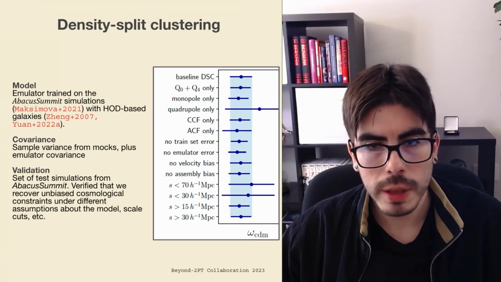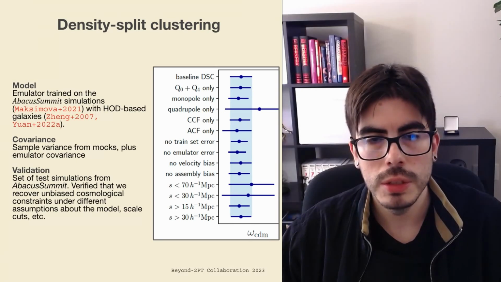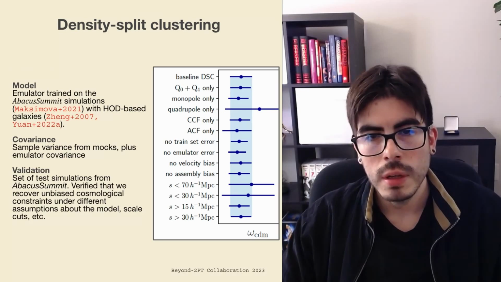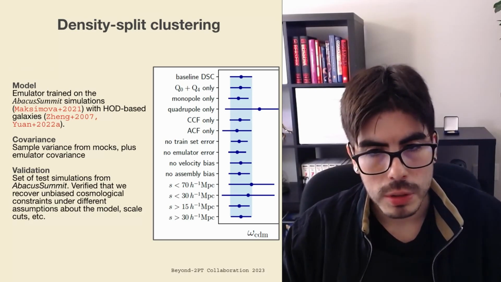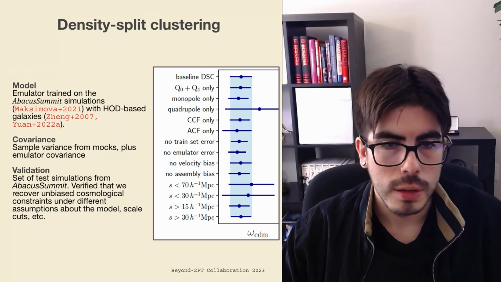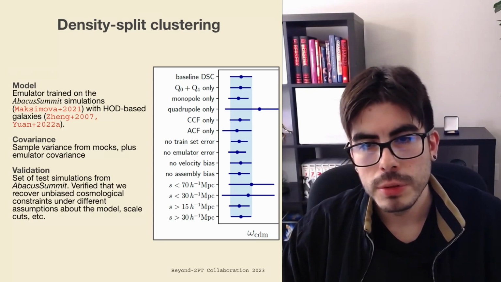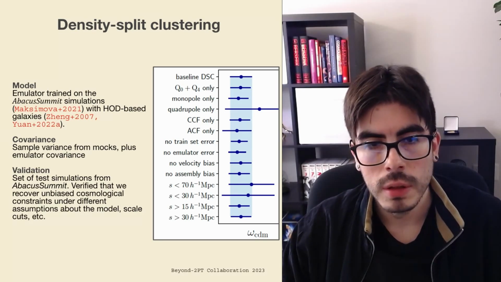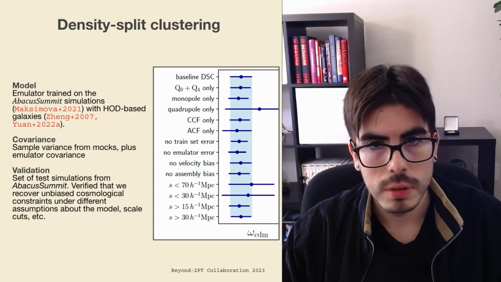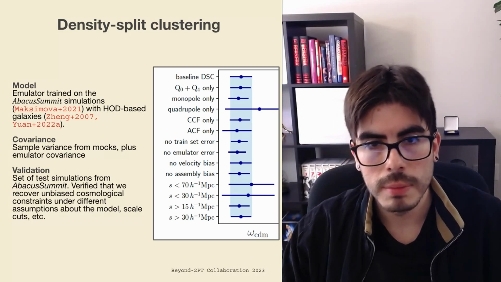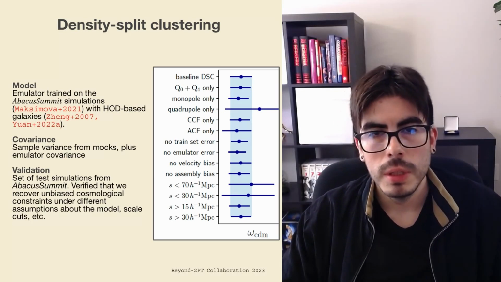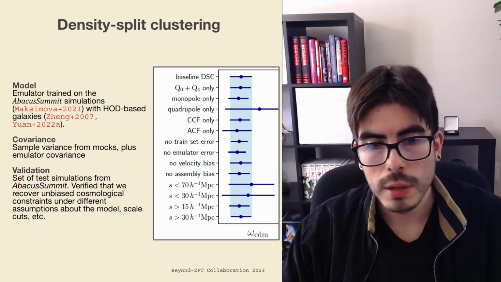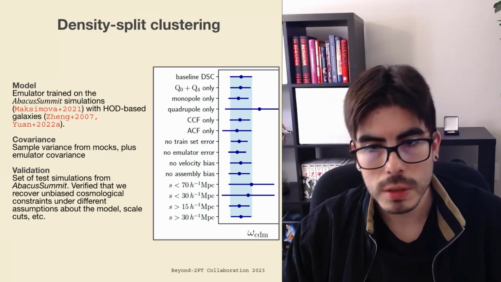To apply this method to the Beyond-2pt challenge, we trained emulators based on BACCO emulator simulations by adopting a halo occupation distribution model to populate the dark matter halos with galaxies. We also used BACCO simulations to construct a covariance matrix, and we separated out some simulations for testing and validating our pipeline. We tried many different things to ensure that the cosmological constraints we were getting were robust.